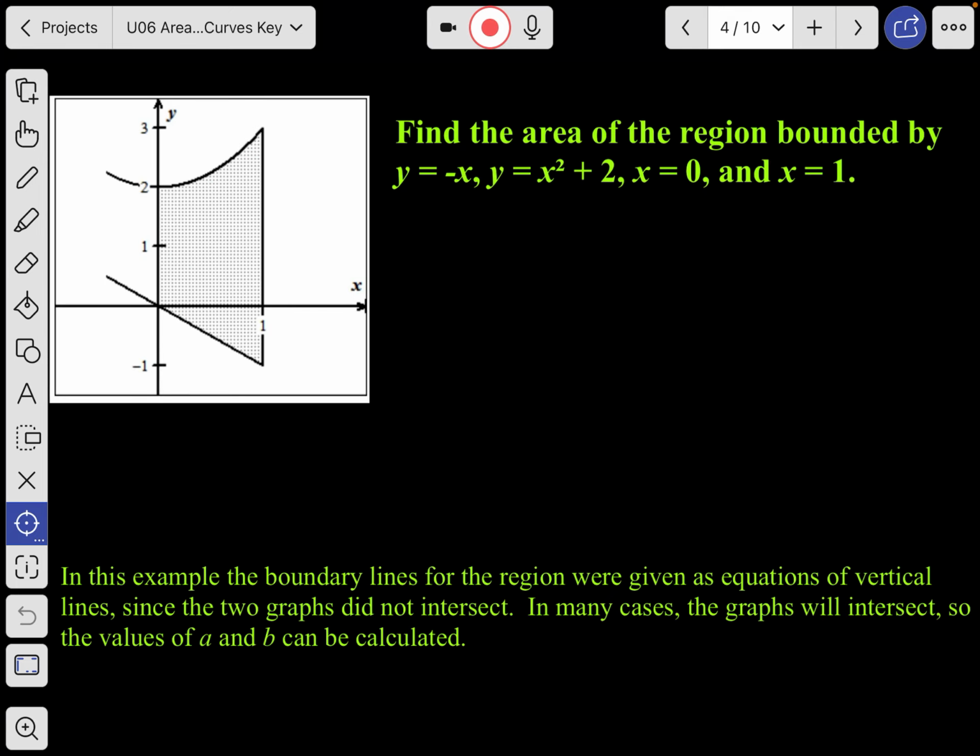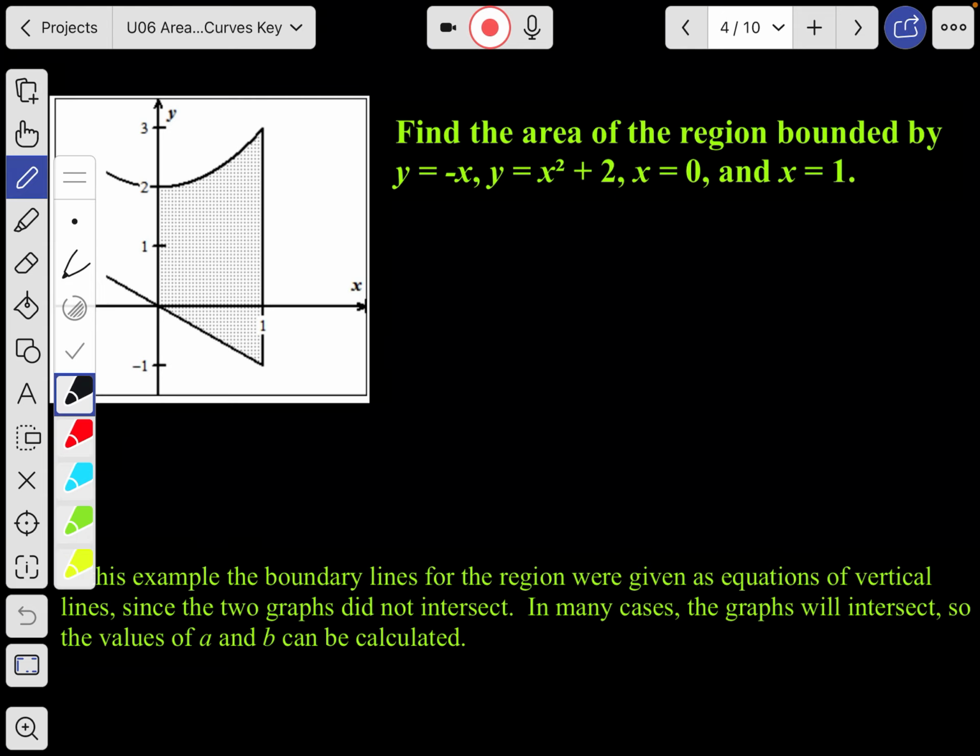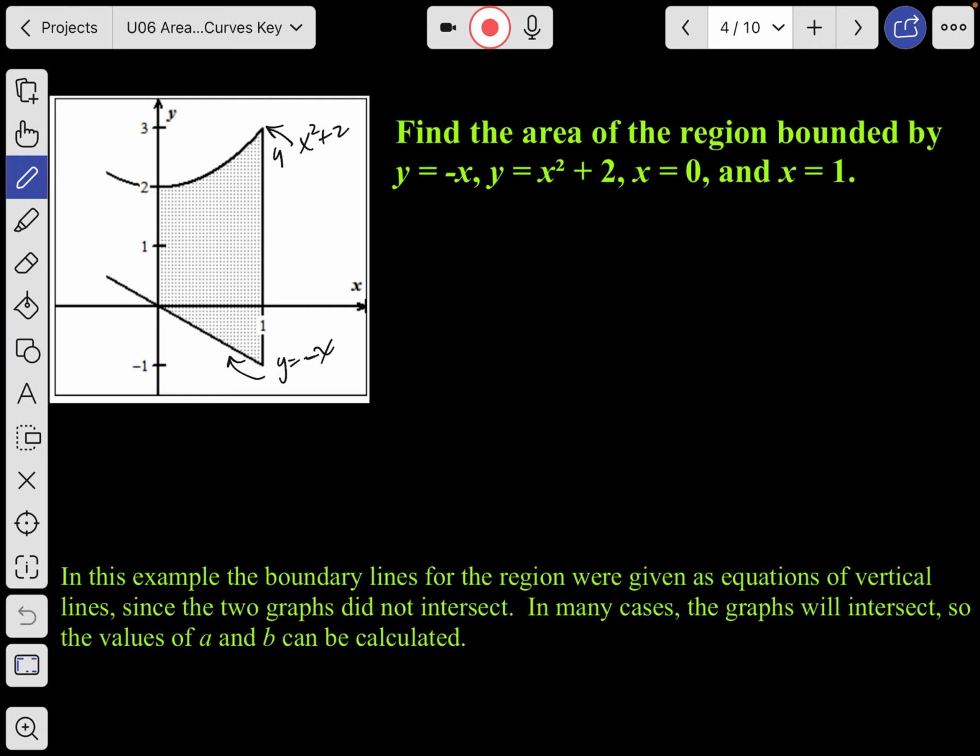So here's our first example. Find the area of the region bounded by y equals negative x, and so that's this guy here, and a quadratic x squared plus 2, this guy here. So we can see that the quadratic is above the linear function, and it's giving us some boundaries between an x value of 0 and an x value of 1. So we don't need to find intersection points because we have the boundaries. We'll set up our integral between 0 and 1 of the top function minus the bottom function.